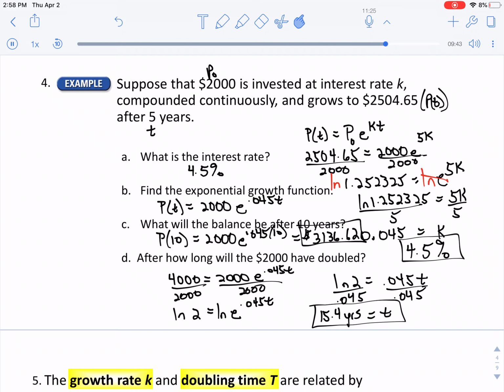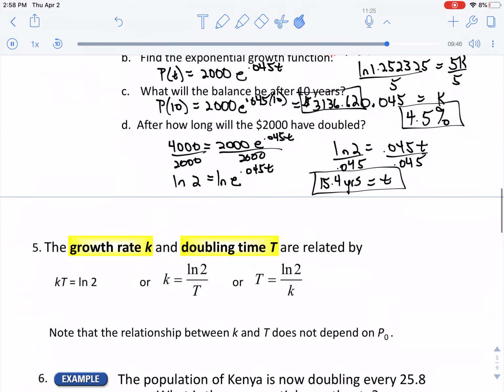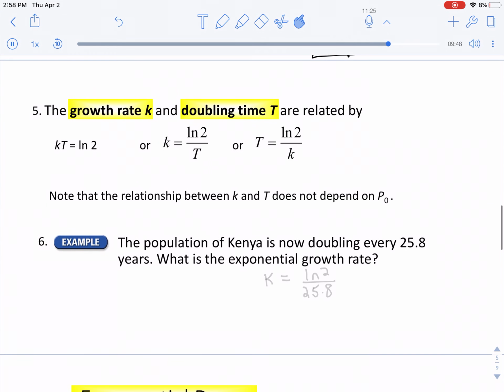While we're here, let's go to the next page where it starts talking about the doubling time. Notice what happened each time: we got kt equals ln of 2 because of it doubling. If I'm trying to find k, the growth rate, then I divide by the time, and I get k equals ln of 2 over t. Or if I want to find the time, then I divide both sides by k, and I get t equals ln of 2 over k. Anytime you're doubling, you can use these simplified formulas instead of doing all that work that I did.